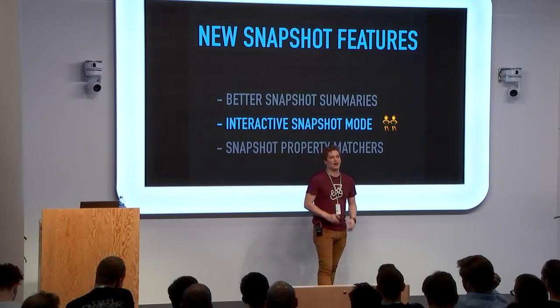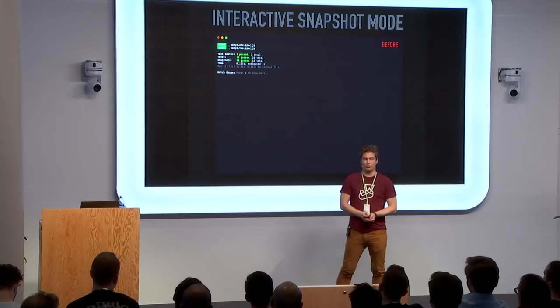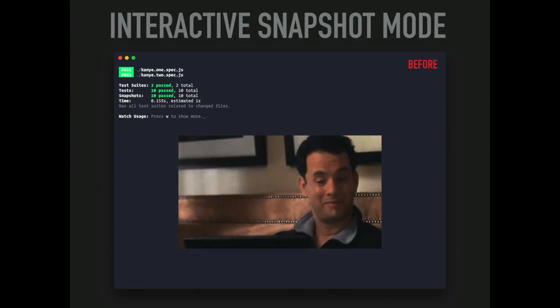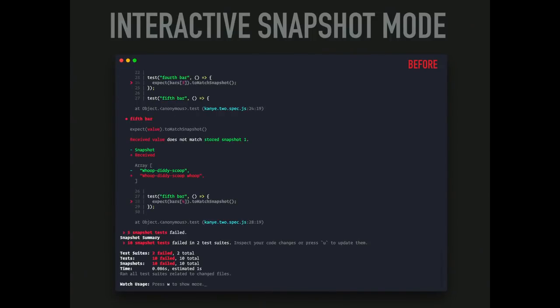Next up, we're going to cover a feature that I'm really excited about. I think that it's going to allow people to go much faster and have better snapshot testing practices, and that is interactive snapshot mode. So we're going to start with a passing test suite that has 10 snapshots in it, and those are passing. We're going to write some code. Thank you, Tom Hanks, for your assistance. And after we write that code, we're going to have those 10 snapshots failing.